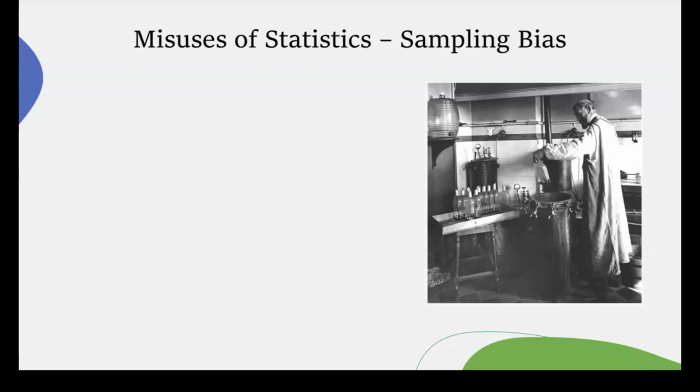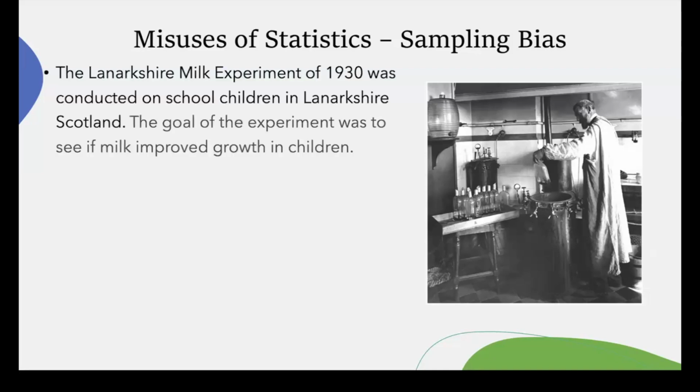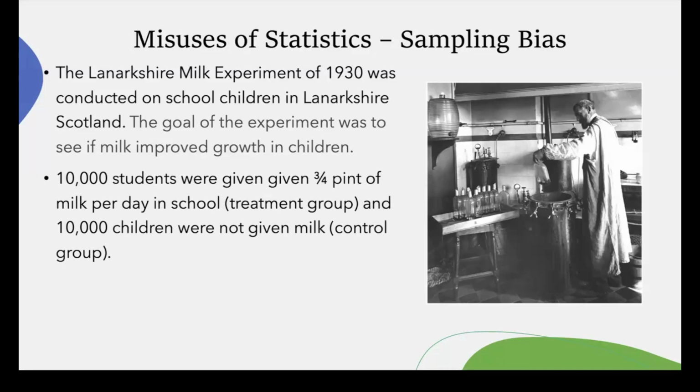Statistics is something that really came into being and statistical studies in medicine, for example, were really perfected in the last century. So there were some learning curves along the way, and one of them is this experiment that was done in 1930. It was in Lanarkshire in Scotland, and it was conducted on school children in this town or city. And the goal of the experiment was to see if milk improved growth in children. And it seems like it could be a very valid experiment to be conducted in different groups to see if milk was beneficial. So they started with 10,000 students, and they were given 3/4 of a pint of milk per day in school. That was considered to be the treatment group, and 10,000 students were not given milk, and that was the control group.